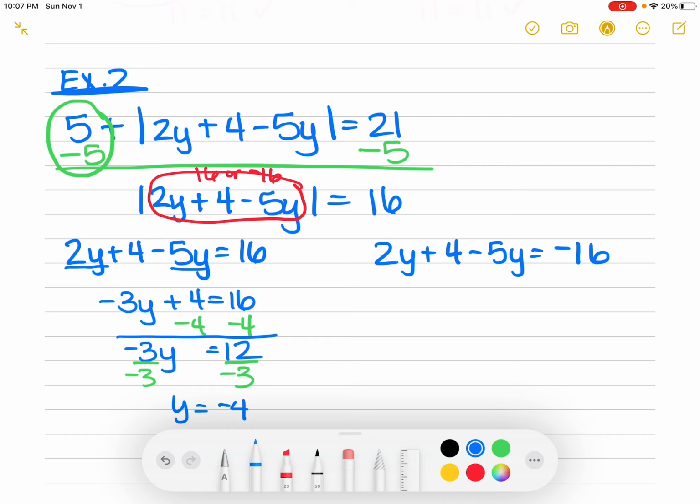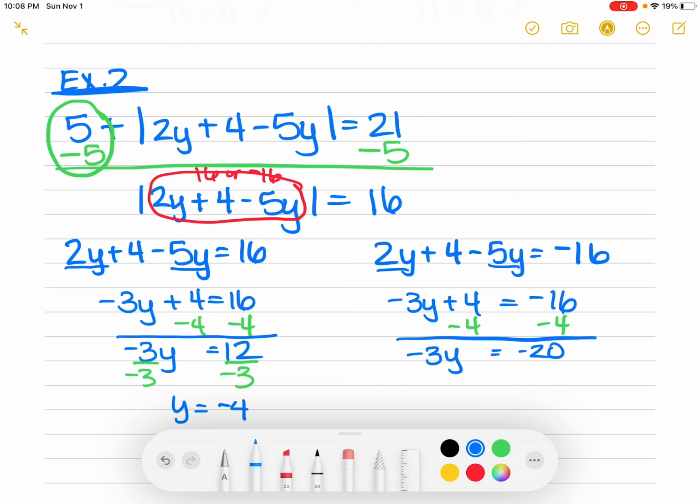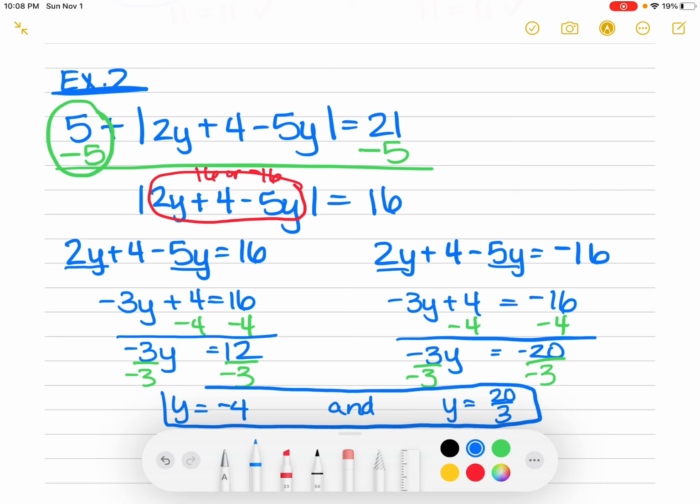Now I'm going to move over here to the other side. And I'm going to add my like terms. So I get -3y plus 4 equals -16. I'm going to subtract 4 from both sides. And that gives me -3y equals -20. Then I'm going to divide by -3. And that gives me y equals positive 20/3, because it's a negative over a negative, that gives me a positive. So my answer is y equals -4 and y equals 20/3.